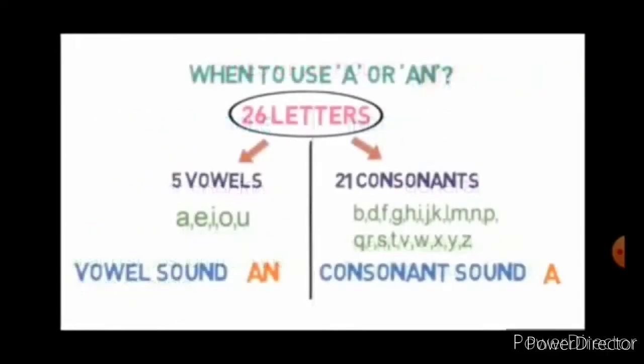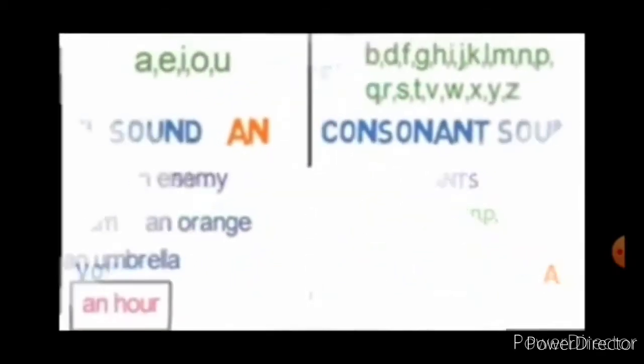As we saw before, now where do we have to use the article a or an? There are 26 letters in the English alphabet. Of these, 5 are vowels: A, E, I, O, U, and 21 are consonants. All the remaining letters apart from the vowels are consonants. When we use a vowel sound, we have to use the article an. When we use a consonant sound, we have to use the article a.